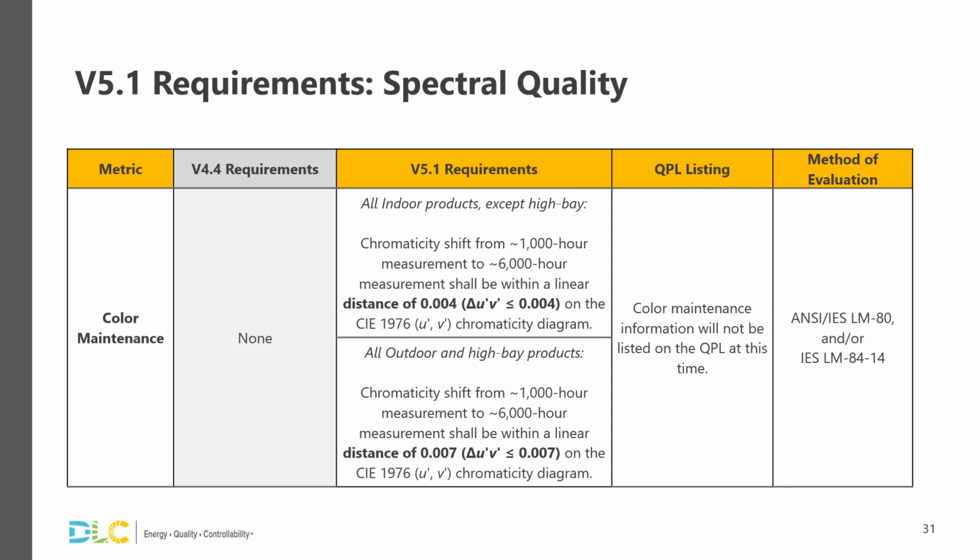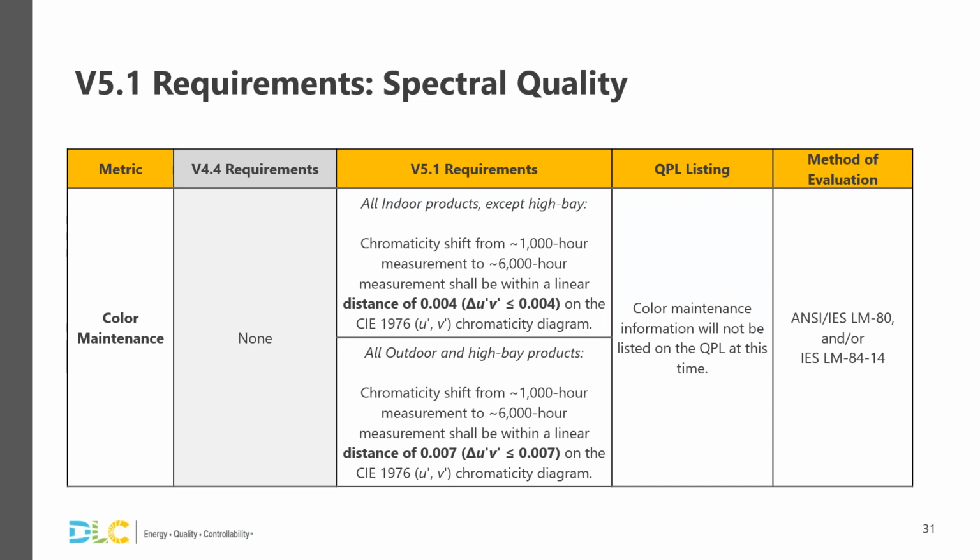Last, let's talk about color maintenance. You can think of color maintenance as a way to better understand how the color of light shifts over the product's lifetime. It's like the color equivalent of lumen maintenance. We're requiring that all indoor products, except high bay, have a color shift of less than 0.004 Duv between the 1,000 hour and 6,000 hour measurement points of a given LM80 test.